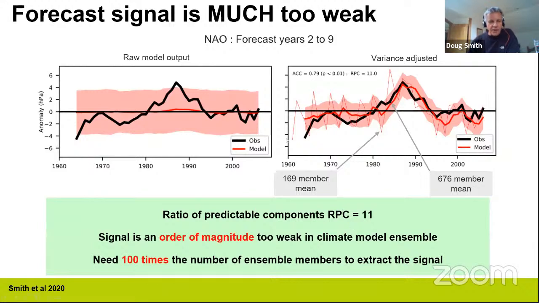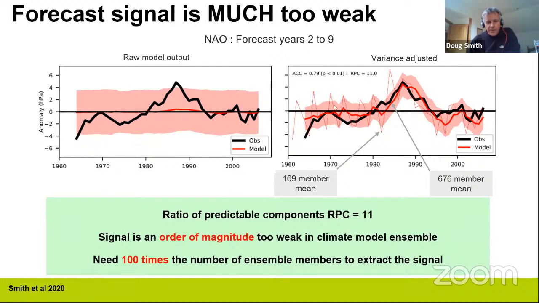So if we return now to this time series of the NAO that you've seen before, it turns out we can calculate this RPC statistic. It turns out to be greater than 10. So in other words, the model signal is an order of magnitude too small compared to the observations.